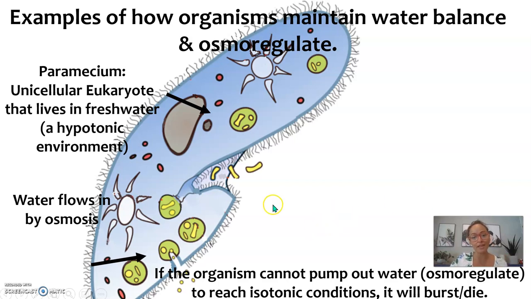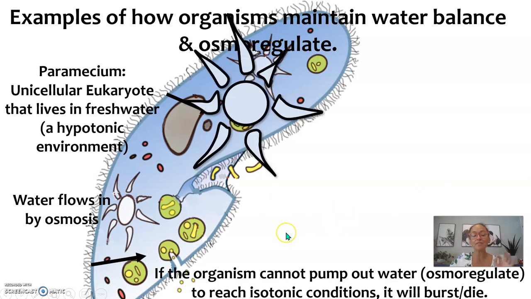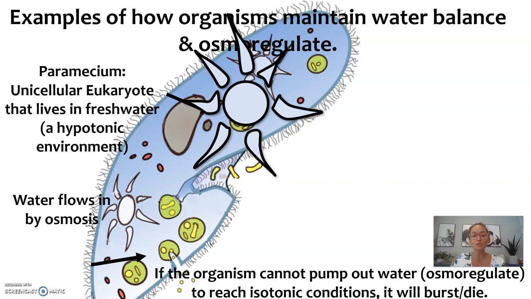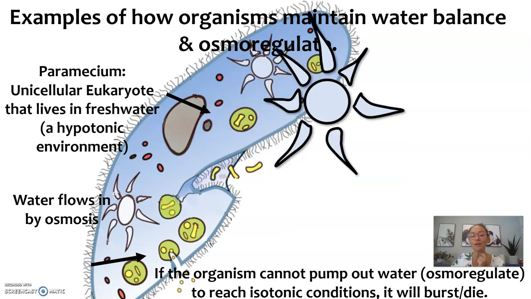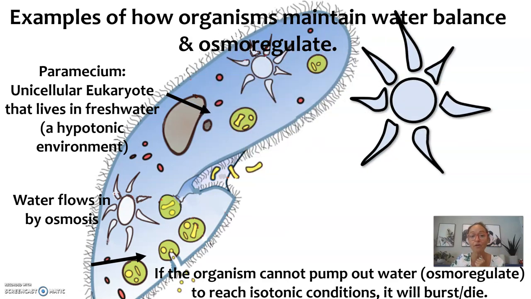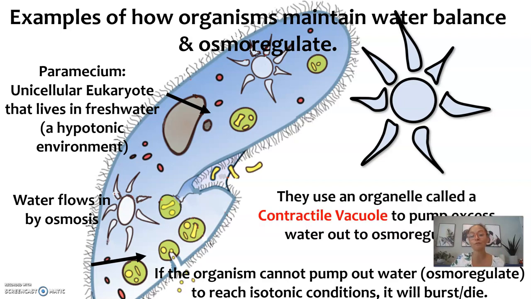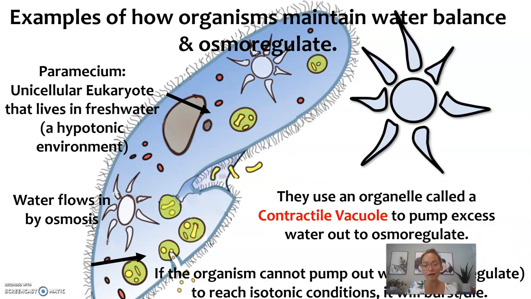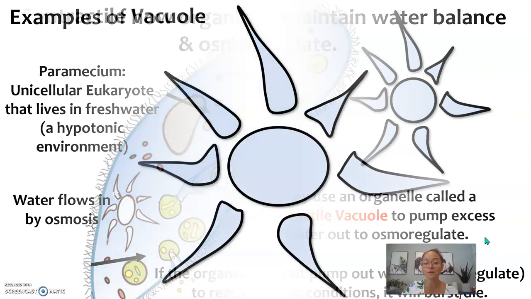So thankfully, these little organisms have this special organelle. I just zoomed in. So there it is. It's called a contractile vacuole. So if we zoom in and take a look at this contractile vacuole, this is the organelle that they use to osmoregulate and to pump excess water out of their cell. And so let's go ahead and see how a contractile vacuole works.